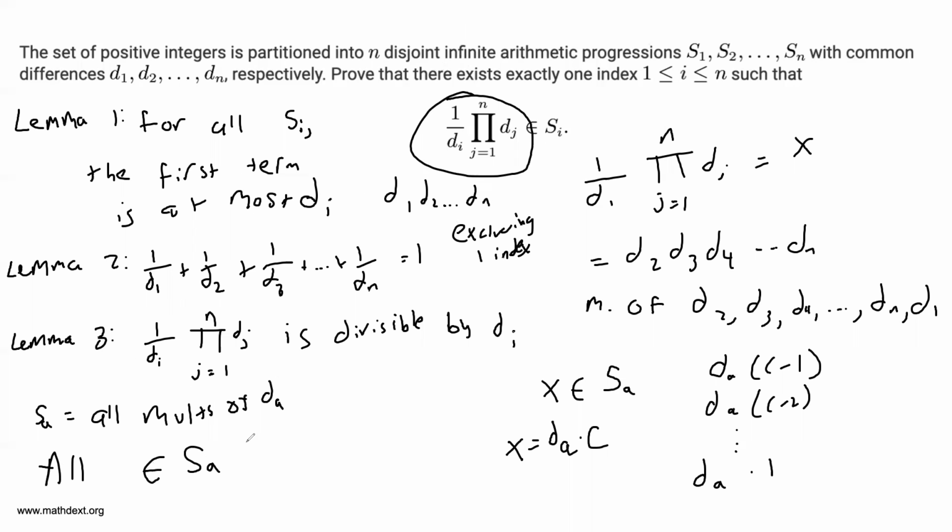So every single term is in SA, which means that the only index such that this thing over here is in this thing, the only i for which this works, is A and nothing else, because SA contains all of them. So none of the other sequences contain any of them. So that is enough to prove that this statement holds. So we are effectively done.